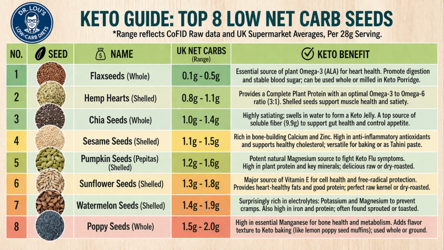So moving on, number six, sunflower seeds, shelled, 1.3 grams to 1.8 grams. Major source of vitamin E for cell health and free radical protection. Provides heart-healthy fats and good protein. Perfect raw kernel or dry roasted.